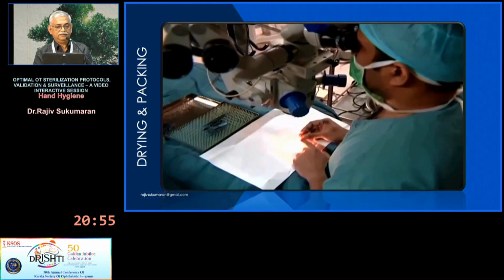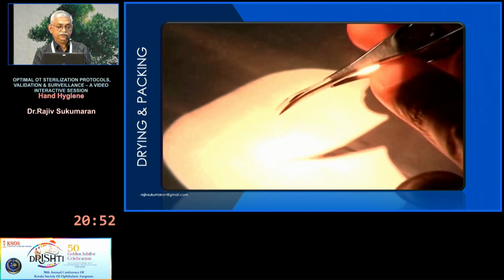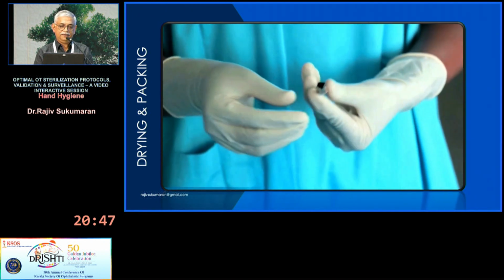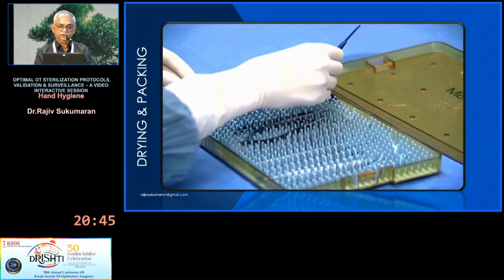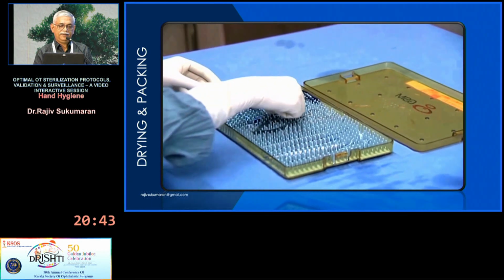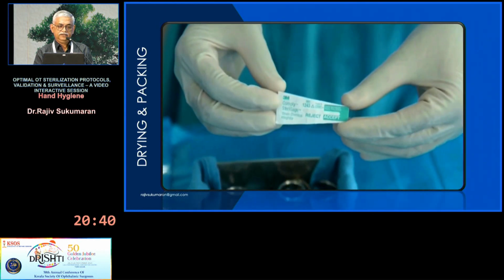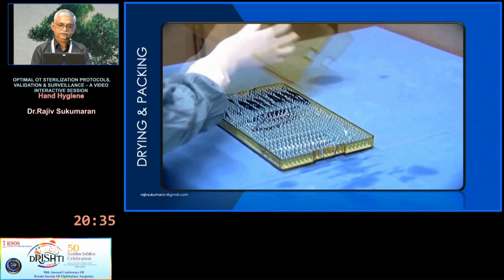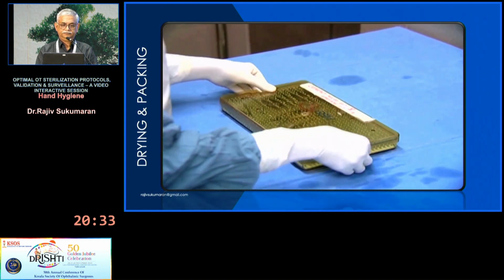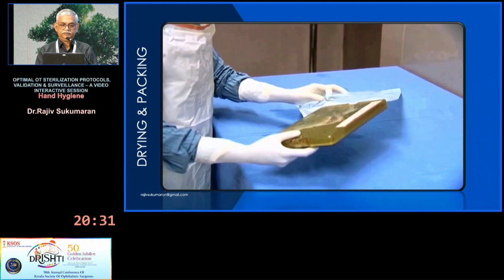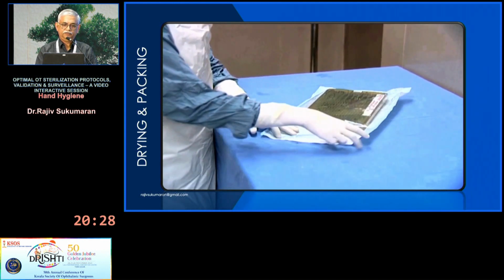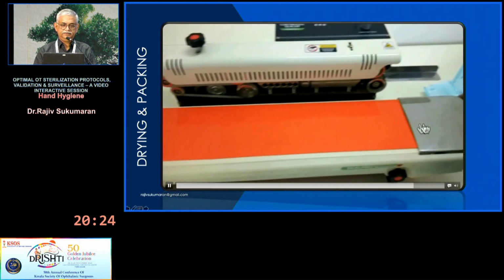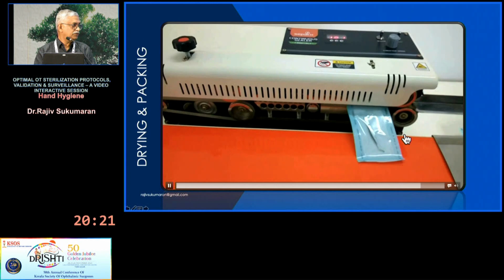Check for patency once it is dry, and look for the sharpness of the edge. Use of silicone cap sleeves like this is very good. It will protect your instrument. And pack it in serrated boxes like this, and include indicators in each set. A pouch is the best way of packing it, and these are the instruments.